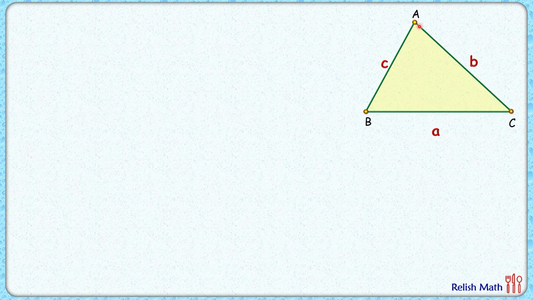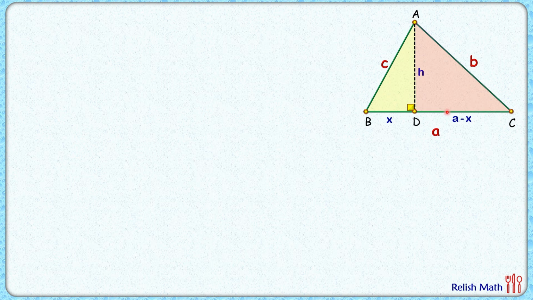For that, let's drop a perpendicular from point A on side BC and call this height h centimeter. Now BD length, let's assume it's x centimeter. So DC length will be a minus x. Now the full triangle is divided into two right angle triangles.